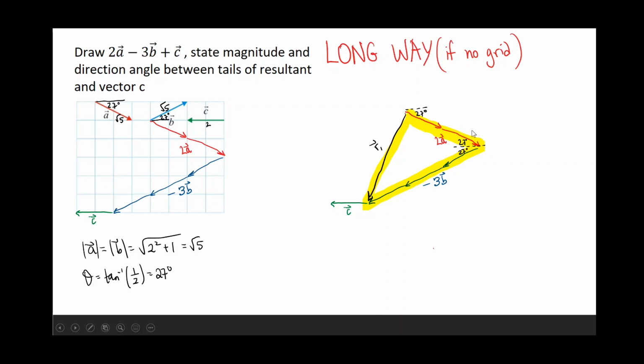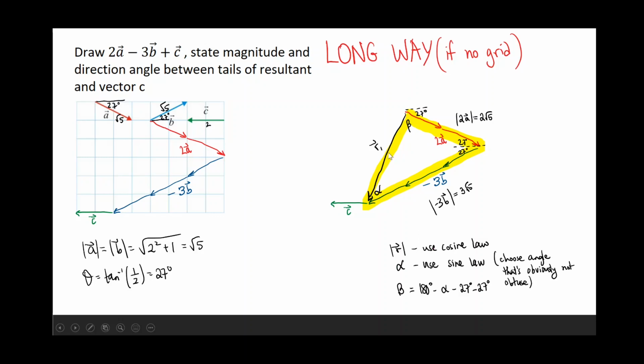Here would be 27, and at this head and that tail would be 27, 27. So now you would have a full angle within this yellow triangle. Because there's 2 vector A's, the magnitude of this yellow triangle on this side would be 2√5, and here would be 3√5. And so you'd now have side, angle, side, for which you could use cosine law. So to find magnitude of R1, you would use cosine law.